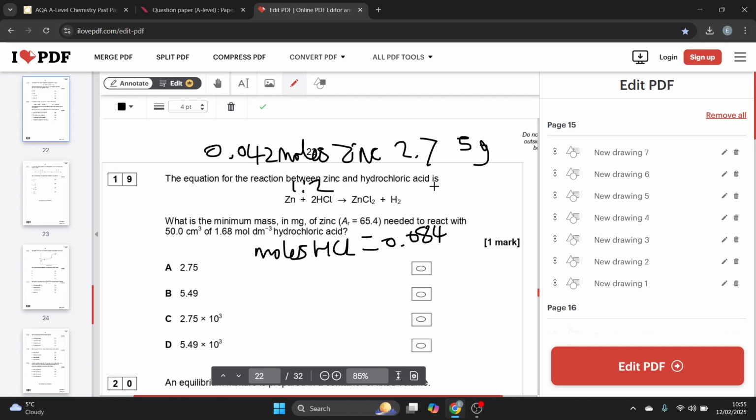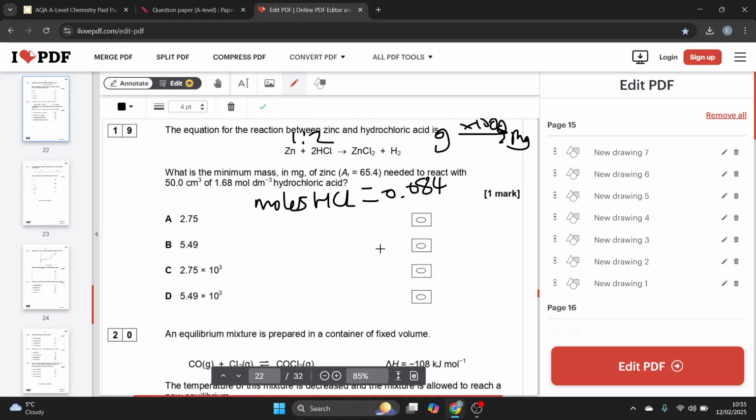I want it in milligrams. To go from grams to milligrams, I need to times by 1000. So my final answer is going to be 2750. So C then, because that's 1, that's 2, yeah. So the answer would be C.